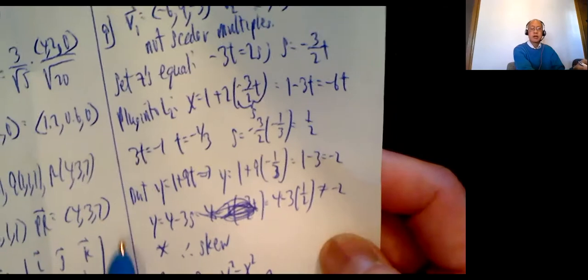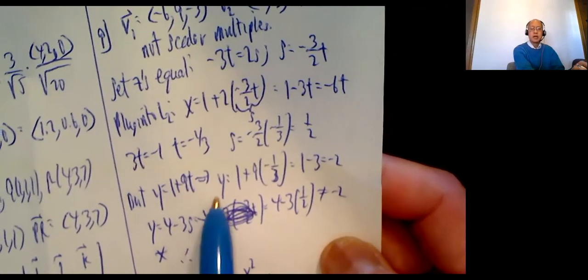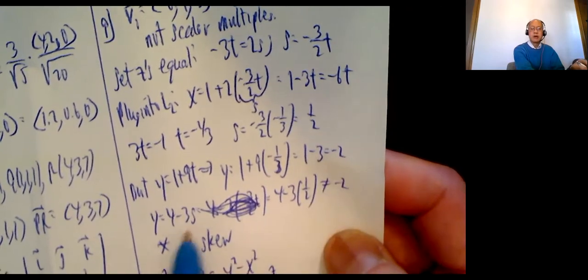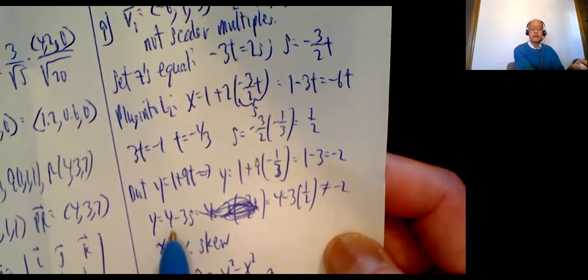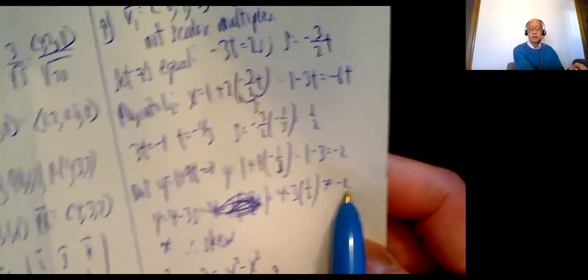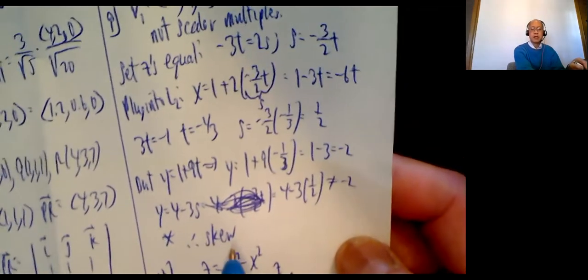But if I try to plug in for y, I get a contradiction. Since y is 1 + 9t, y would be -2. But if I plug into y for the other equation, 4 - 3s, and plug in for s, I don't get -2. So that's a contradiction. So that means the lines are skew.